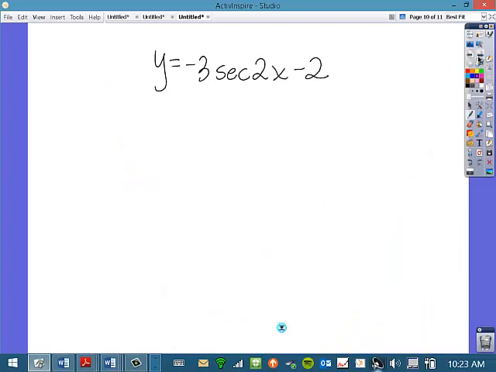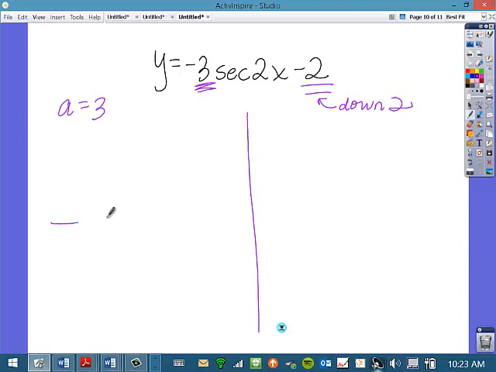All right, next one is y equals negative 3 secant 2x minus 2. Here's my A. My amplitude is 3. This shifts my graph down 2. So now my max is no longer 3. I'm going to shift it down to my max is 1. My middle is negative 2. And my min is negative 5.